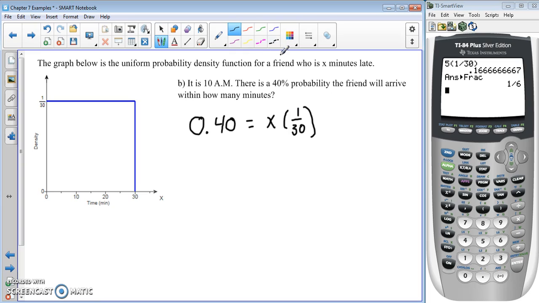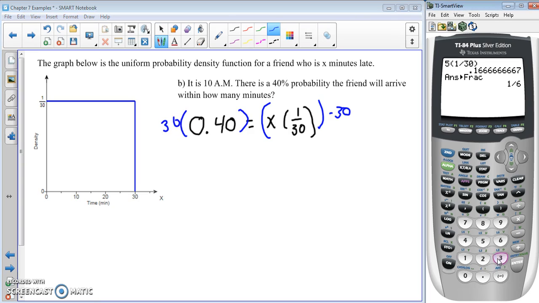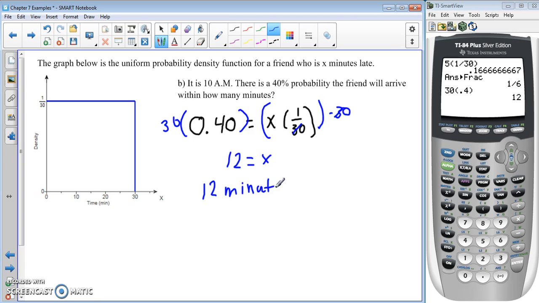So if we multiply both sides by 30, so I'm going to multiply both sides by 30. So 30 times 0.4, we get 12, and then over here these will cancel, leaving us just with X. So our friend will arrive within 12 minutes there.